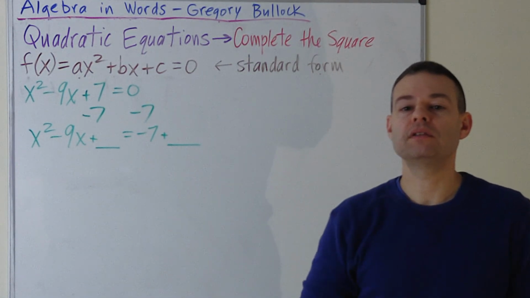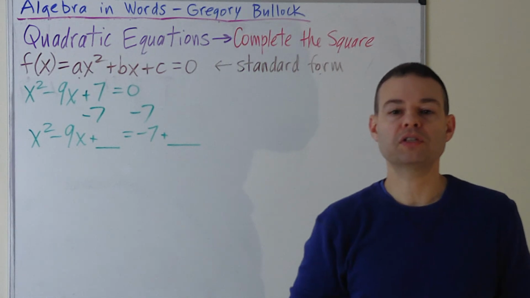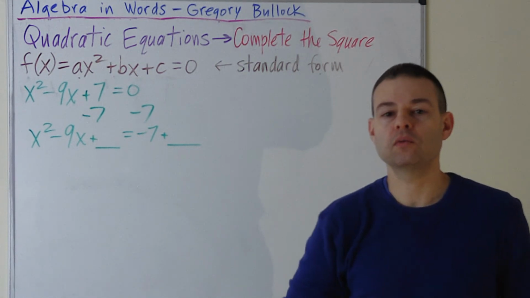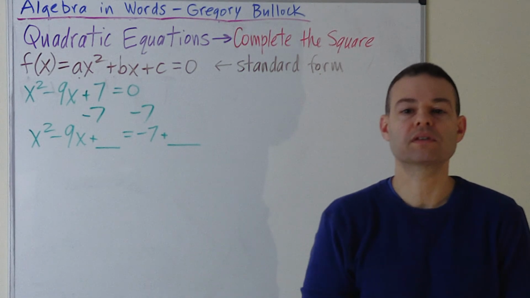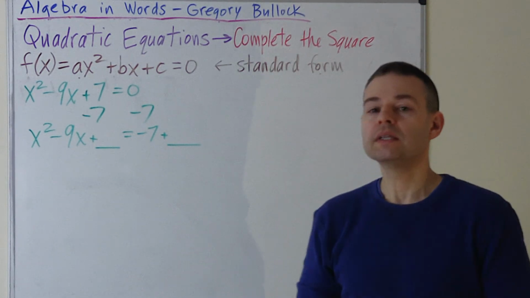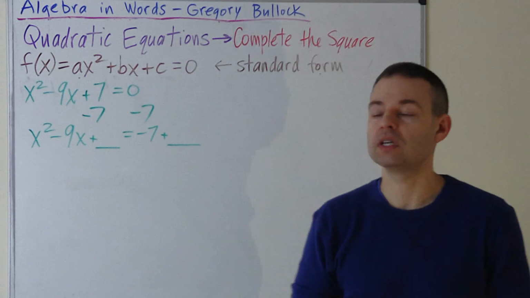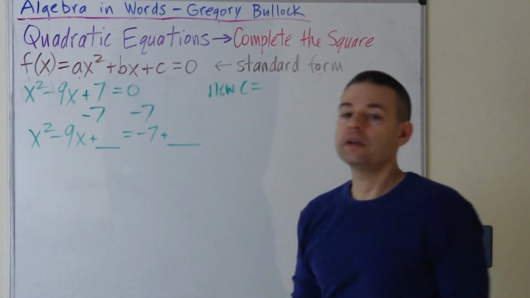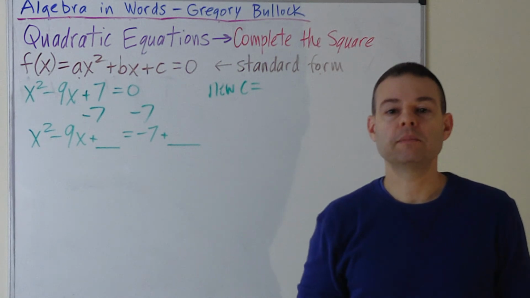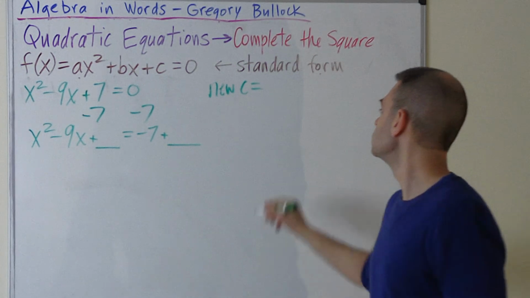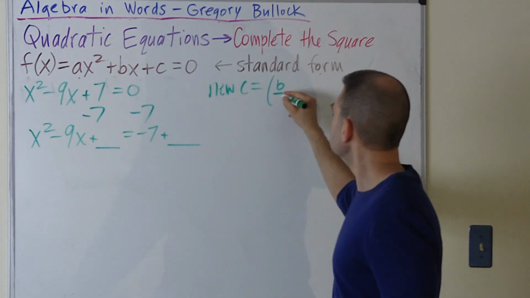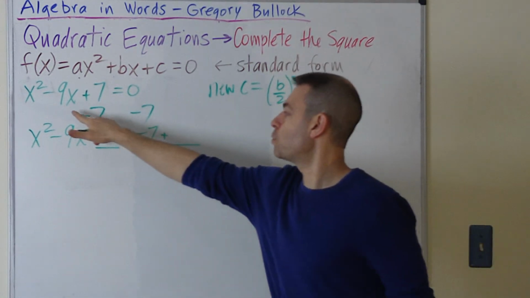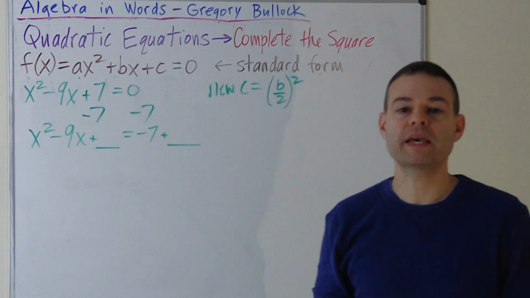I went over in detail the steps of the complete the square method in the previous video if you want to look back, but I'll assume that you watched that and we're just going to continue with the steps here. The next step is to find the new C. And if you remember, the new C is found by the formula b over 2 squared. We take the b from the standard form of the original equation. In this case, it's negative 9.